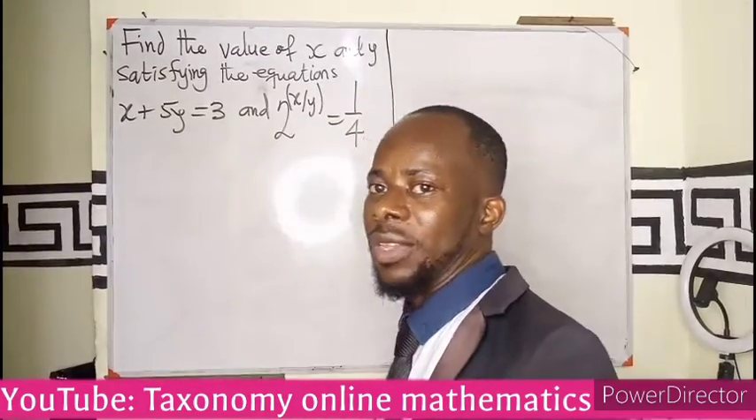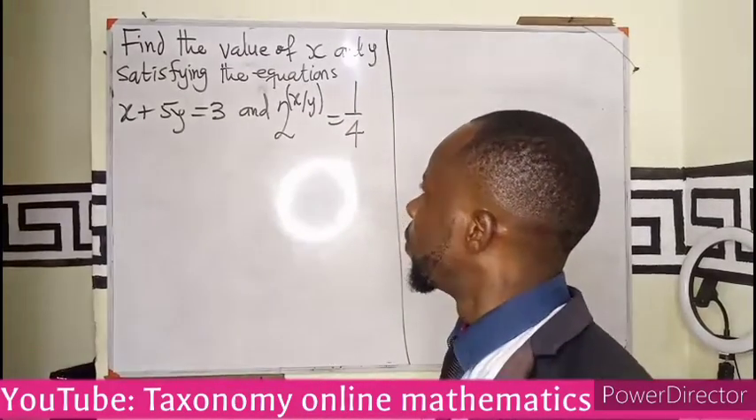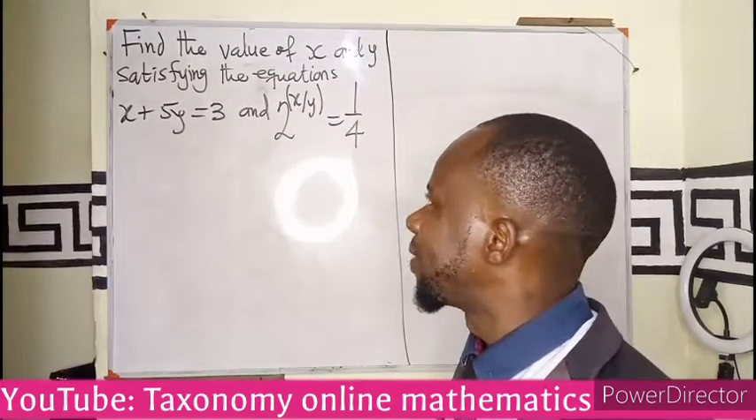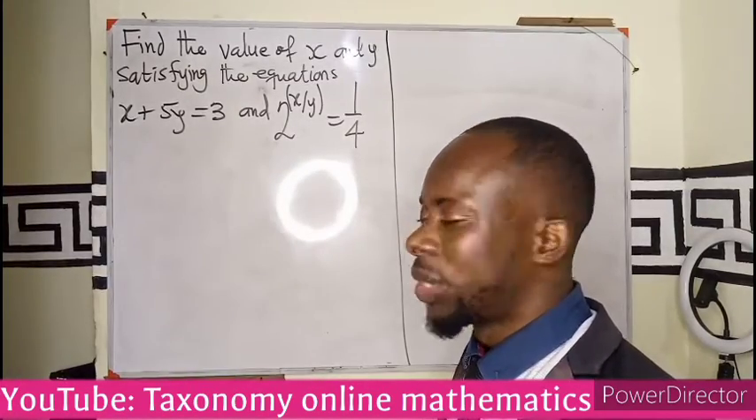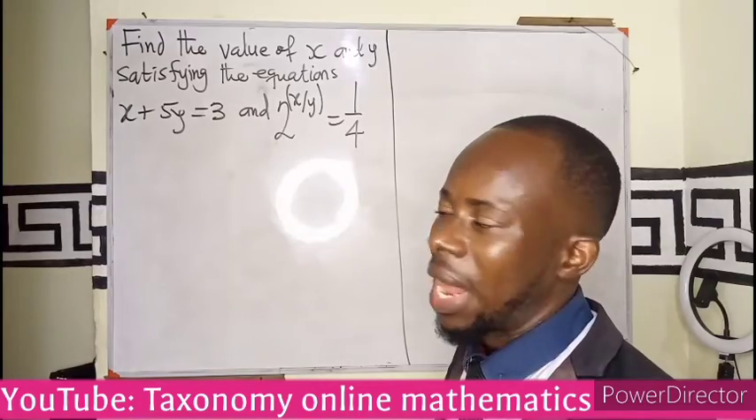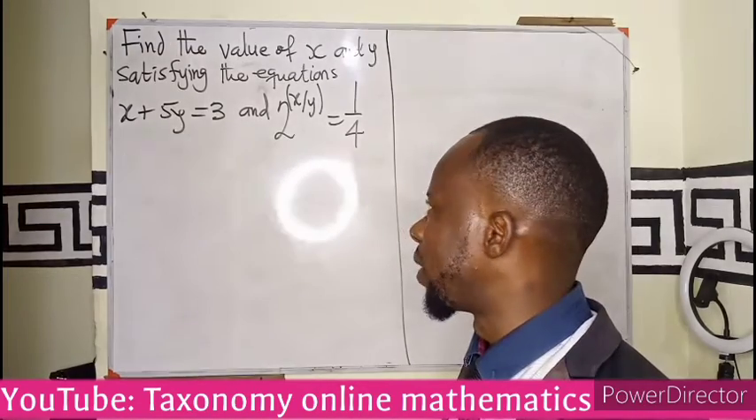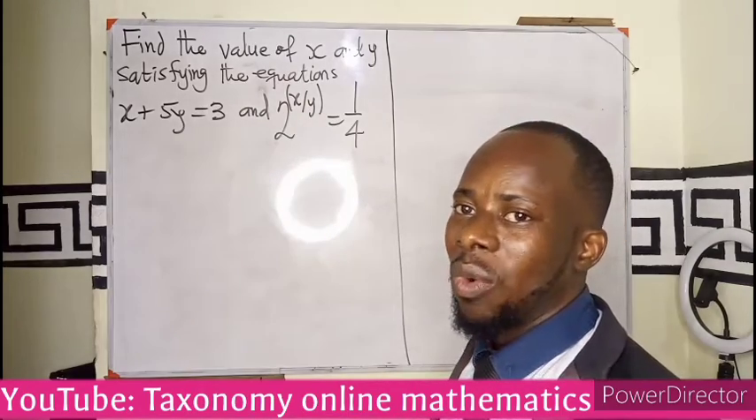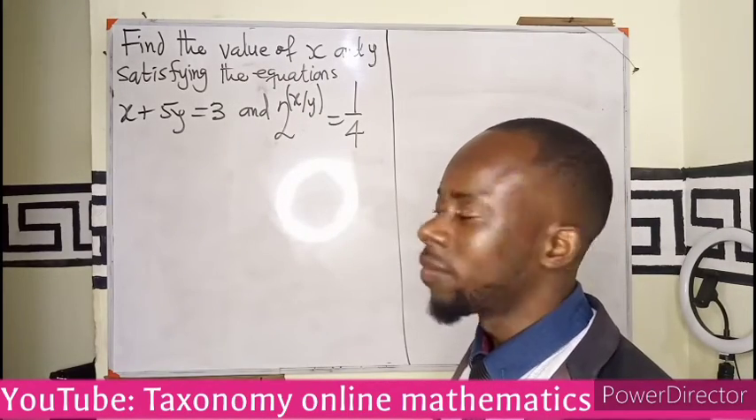Let's solve this question together. We are to find the values of x and y that satisfy the equations x + 5y = 3 and 2^(x/y) = 1/4.